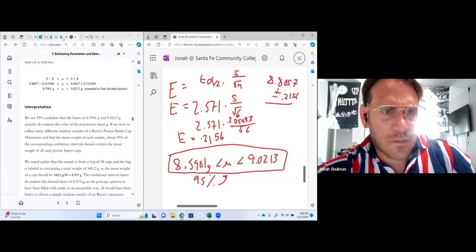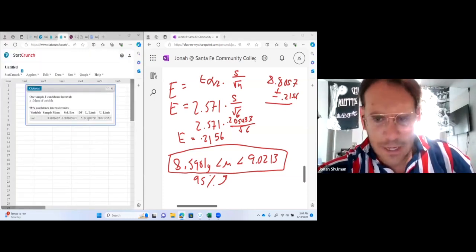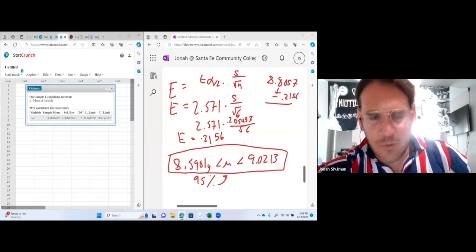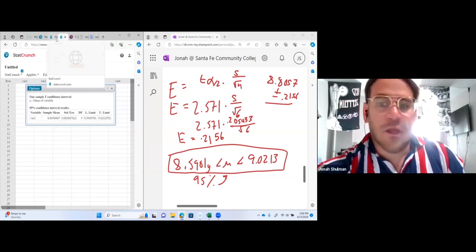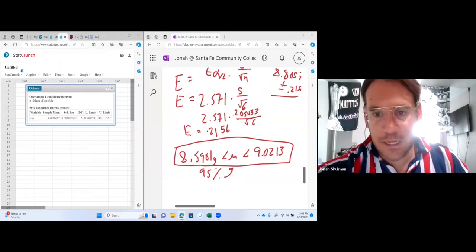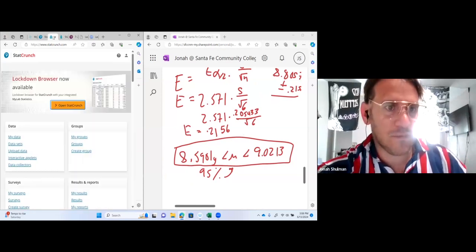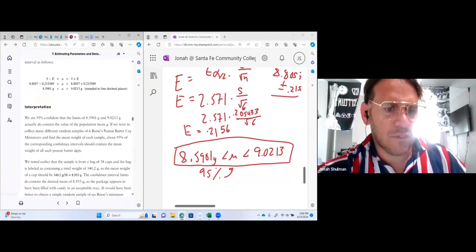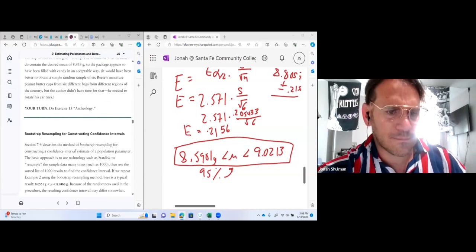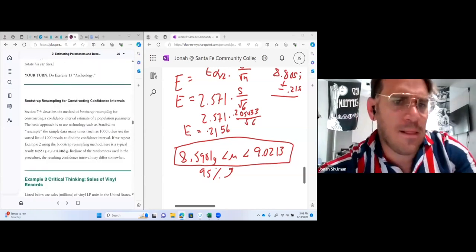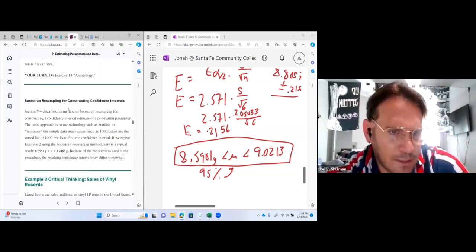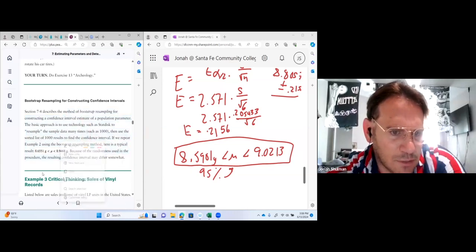And let's look at the StatCrunch answers. 8.59 and then 9 point, yeah. So you could do it by hand, or you do it by StatCrunch. Either way you're going to get the right answer, which is always nice. All right. Bootstrap resampling. So the basic approach is to use technology such as that to resample these. If we repeat this, we'll get it. All right, let's try one of these.